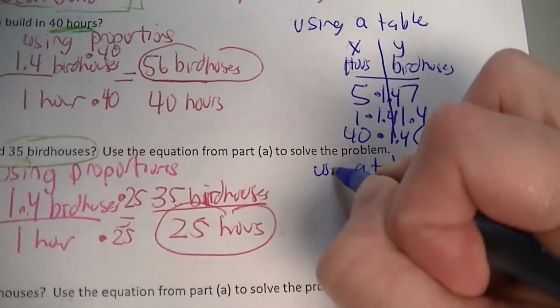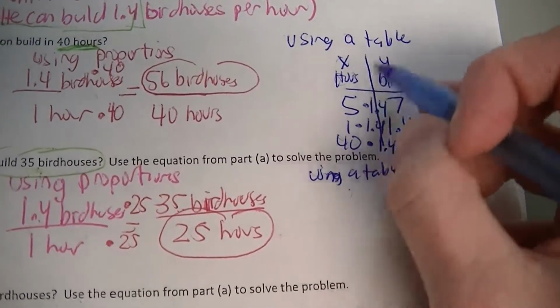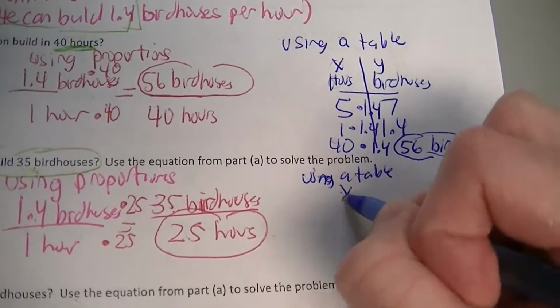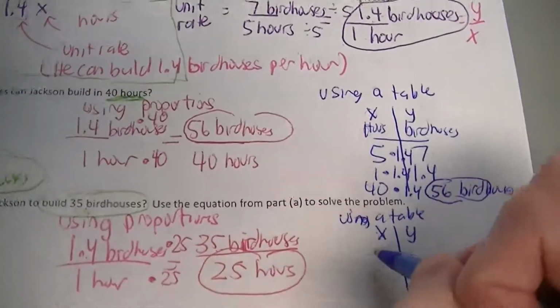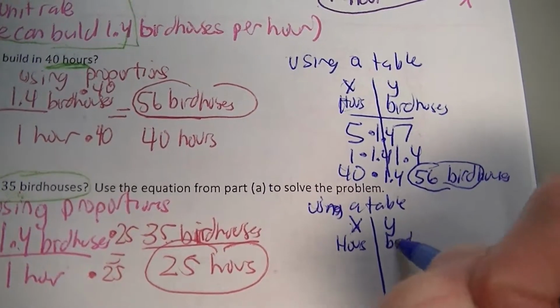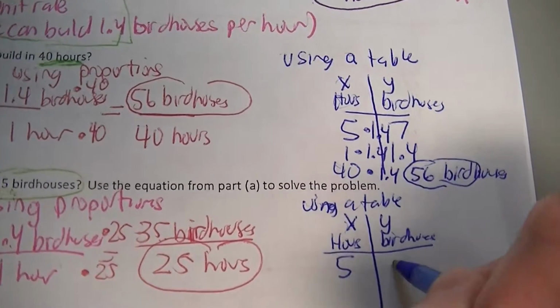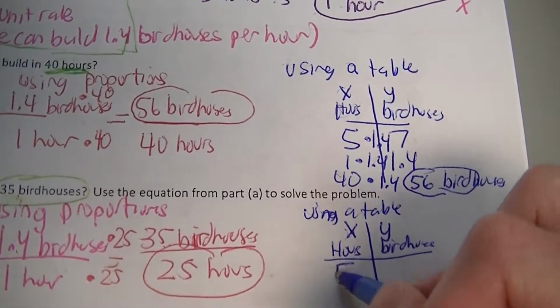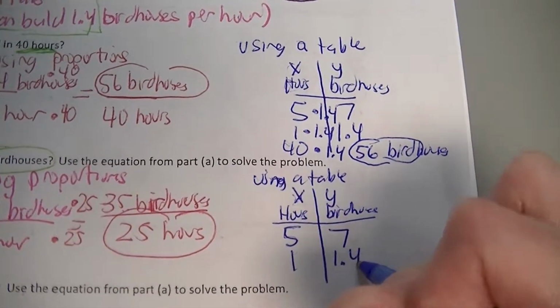And that says using, despite my sloppy handwriting. And I'm just going to use the exact same values in the table that we already know about because I've already extracted that information from the information provided. It says hours, this says birdhouses. We know he can make 5 birdhouses. He can make, in 5 hours, he can make 7 birdhouses. In 1 hour, he can make 1 4/10 of a birdhouse.